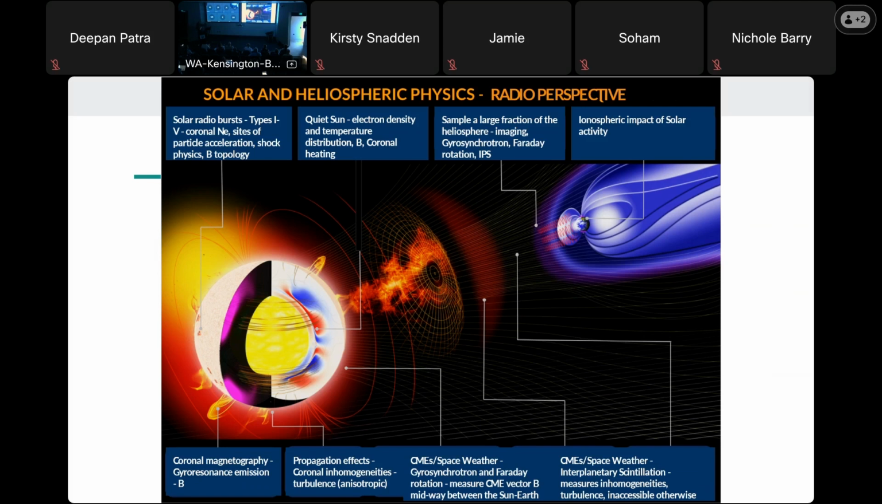Because of the presence of the magnetic field, this is now a birefringent medium. If you are very good at detecting weak circular polarization, then you can also detect the average magnetic field which might be there in the corona.